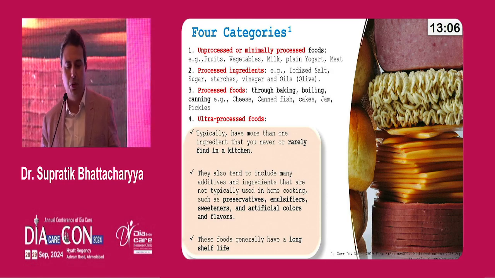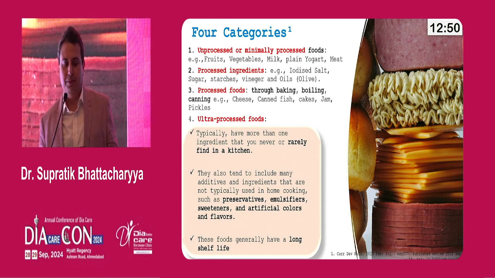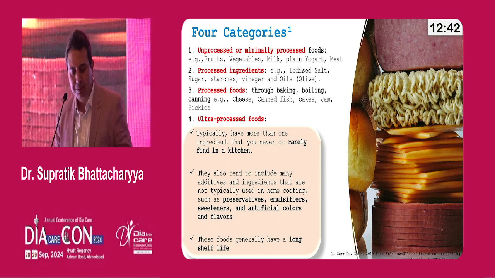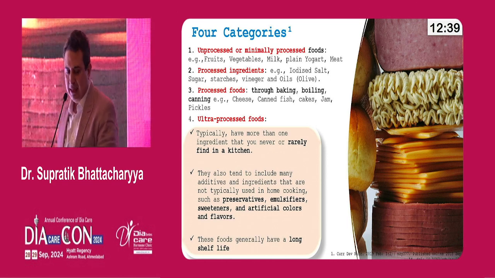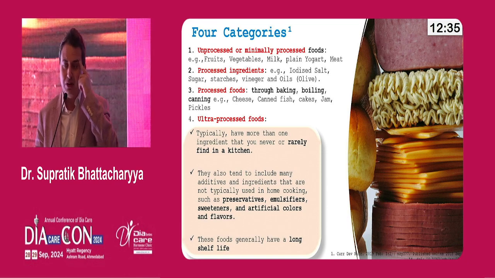Then come the processed ingredients. This can be iodized salt, sugar, starches, vinegar, and oil derived from, for example, nuts, in particular olive oil. And then comes the processed food, which comes through baking, boiling, or canning, like canned fishes, cakes, cheese, pickles. And finally, our topic for today is the ultra-processed food, which has a typical feature.